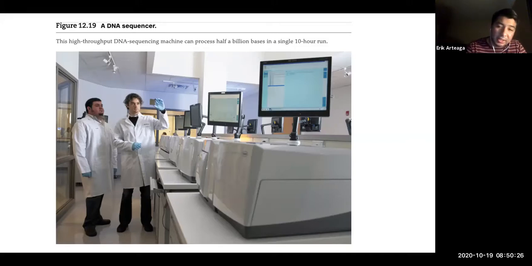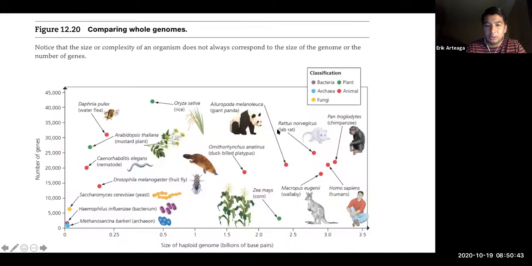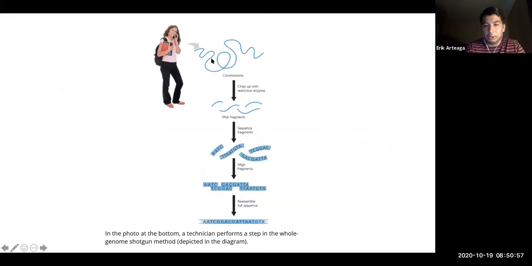for scientists to discover or map out the full human genome. Now we can map genomes out in a day, depending on how good your computer is. Okay, so 500 million bases in a single 10-hour run, right? So these are high throughput DNA sequencing machines. Very important. So we can compare whole genomes now. We can have this data crunched with supercomputers, right? There's a lot of different things that we can do now. Yeah, so important.